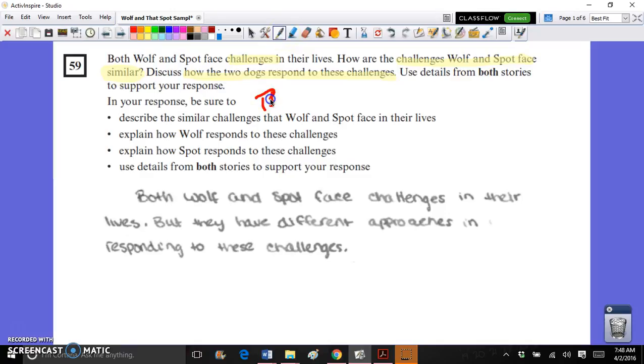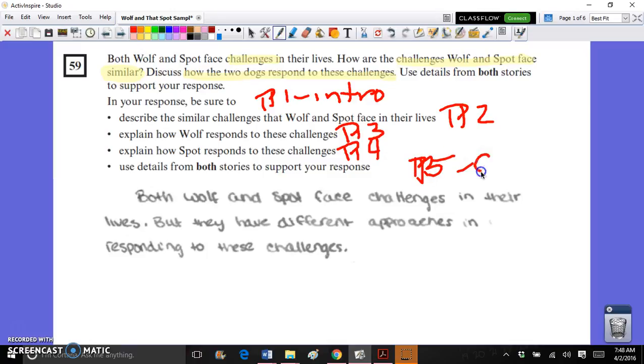So as always, paragraph 1 is going to be an intro paragraph. Paragraph 2 can be the first bullet point. Paragraph 3 can be the second bullet point. Paragraph 4 can be the third bullet point. And then, of course, paragraph 5 is going to be the conclusion.